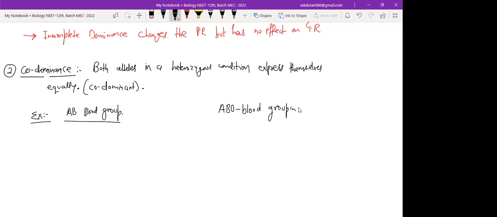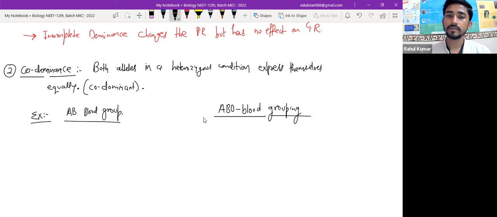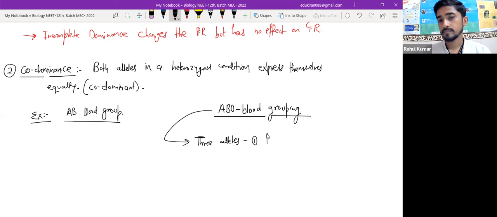Now talking about ABO blood grouping, write down. In humans, for the blood group, for the same gene, there are three alleles. The first allele is A, allele for antigen A. It gives rise to a sugar which acts as an antigen on the surface of RBC. It gives rise to antigen A.